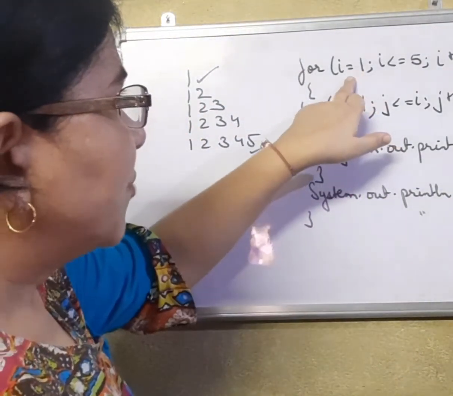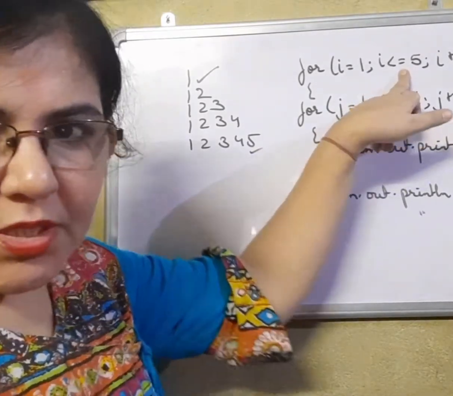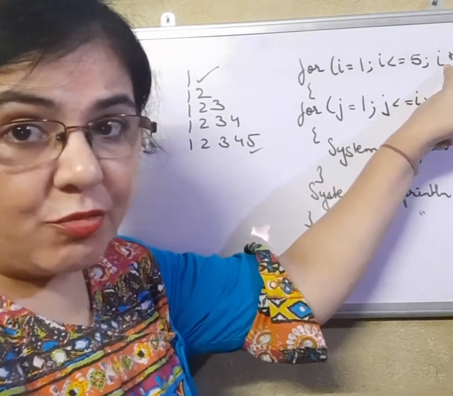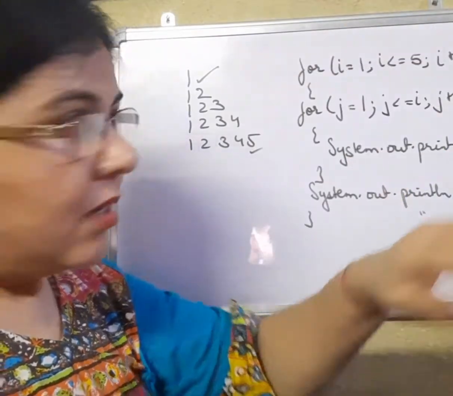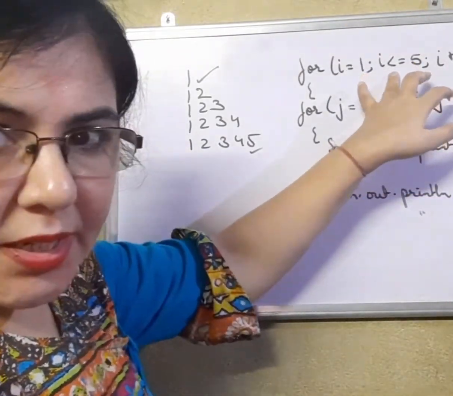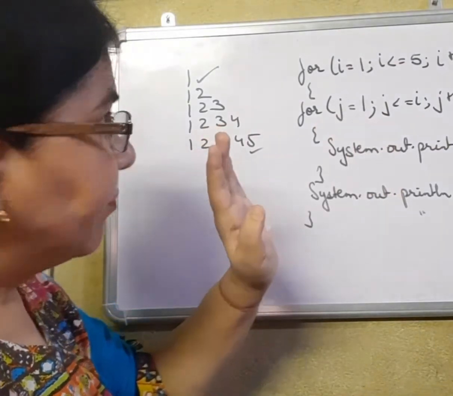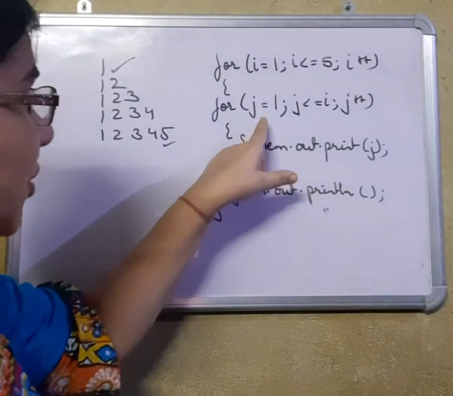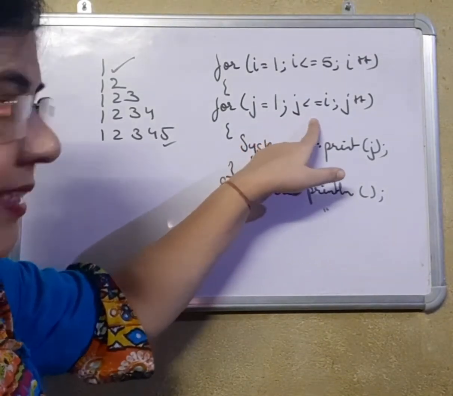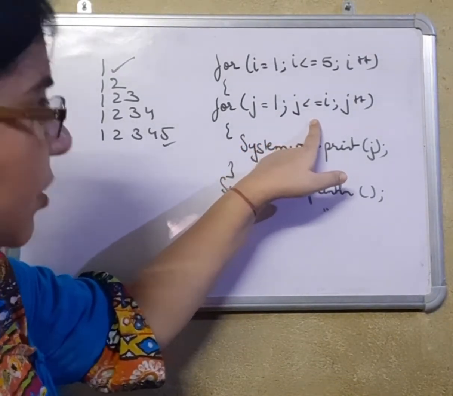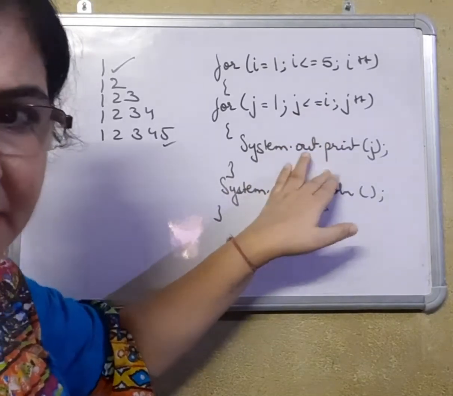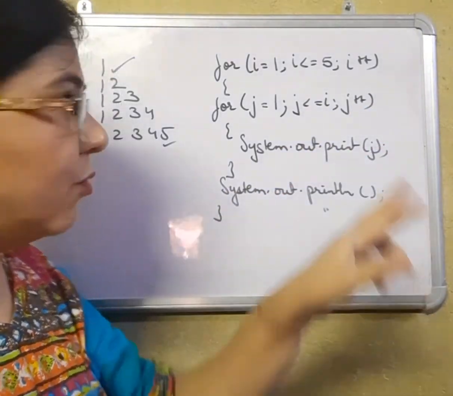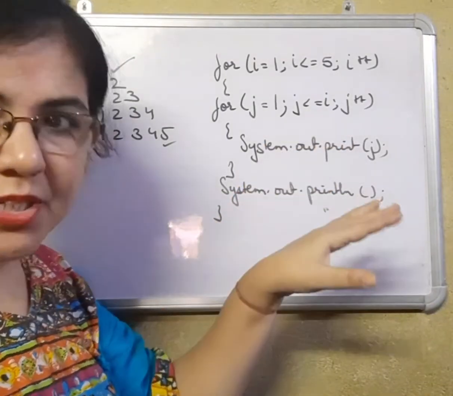When initially I is 1, 1 is less than equal to 5. This is a true condition, so it will come inside. Don't think that I will increase. After checking the condition, it will first go inside. Here J is 1. 1 is less than equal to 1, true. Again it will come inside. It will not go to J++. Be sure that in a for loop, once the condition is true, first of all it comes inside.